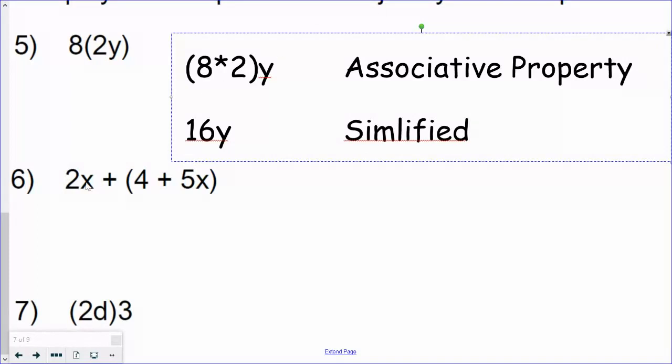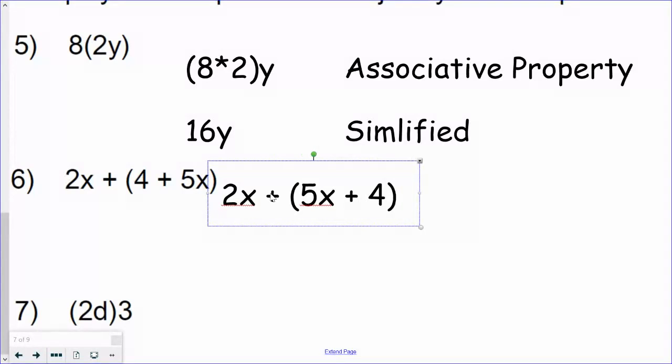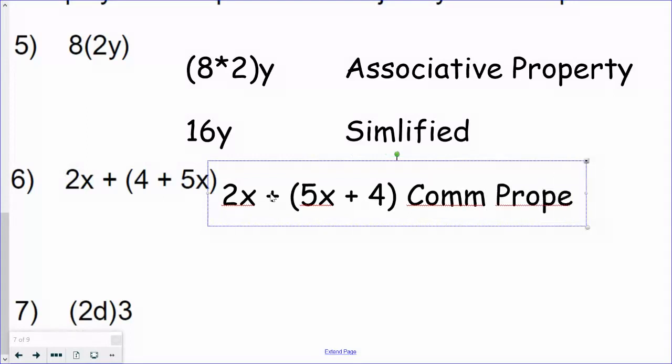Okay. Look at number 6. We actually have where we're going to start next week. We're going to talk more about combining like terms. But before I can do that, I need to get this 5x closer to this 2x. So I'm first going to rearrange it to be 2x plus my 5x plus 4. Okay. For that, I use the commutative property. I just abbreviated that a little bit.